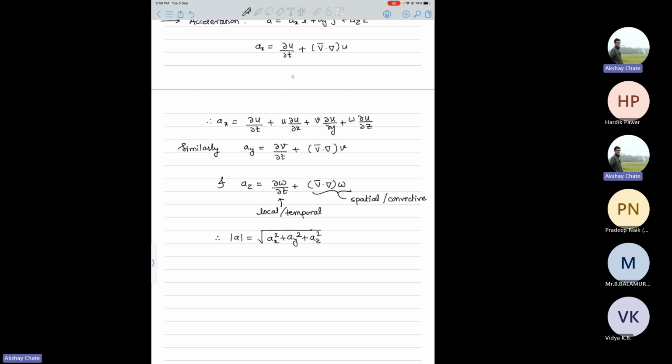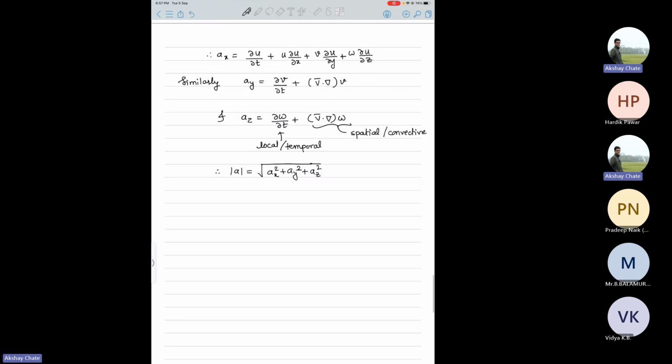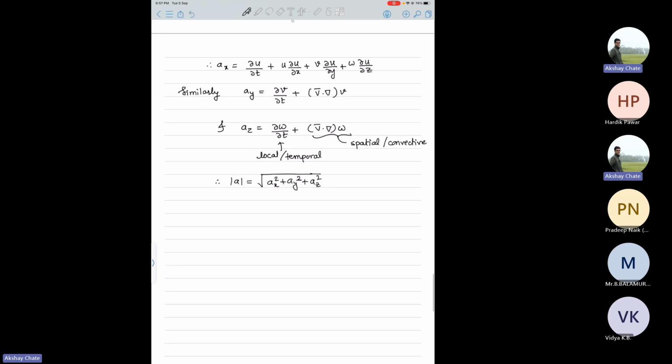So here I would like to mention one more thing. This acceleration is nothing but a vector quantity. So a vector quantity is defined by its magnitude as well as the direction. Before solving some example, we'll consider this thing only.